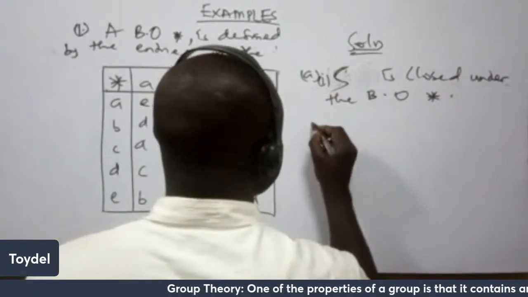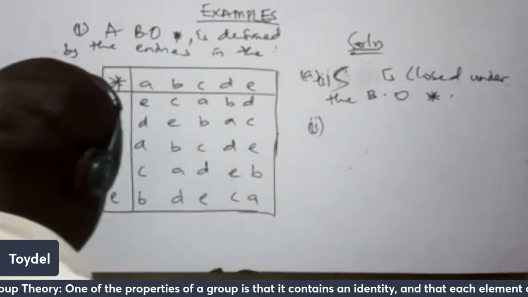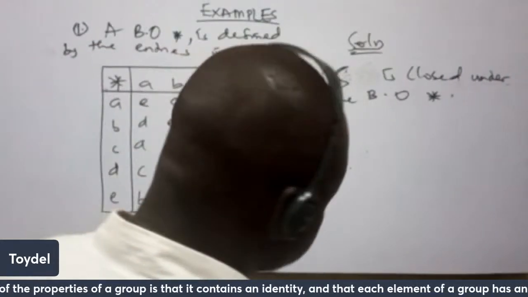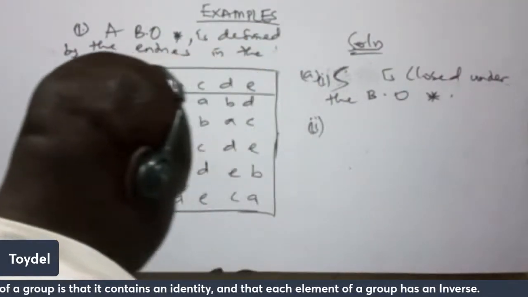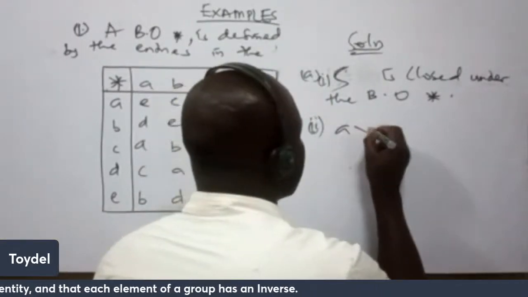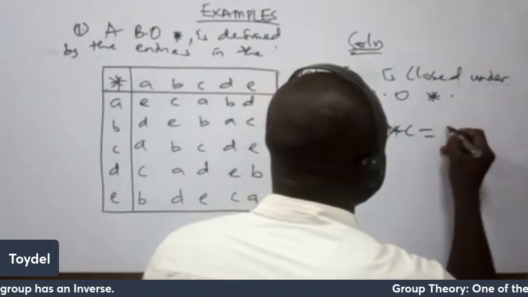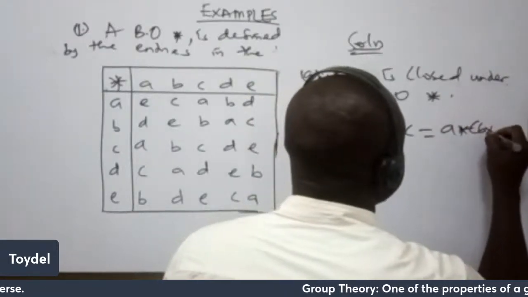That's the first property. Then the second property, we want to test for associative property. Once we are able to test for associative property, the closure property is closed. Under associative property, let's check. If we pick A asterisk B asterisk C, are we going to get the same thing as A asterisk then B asterisk C?